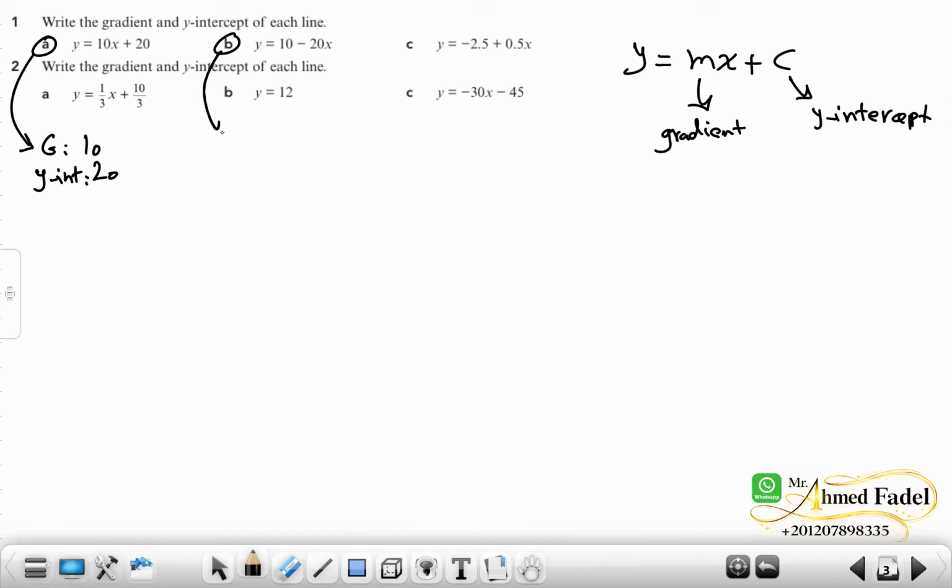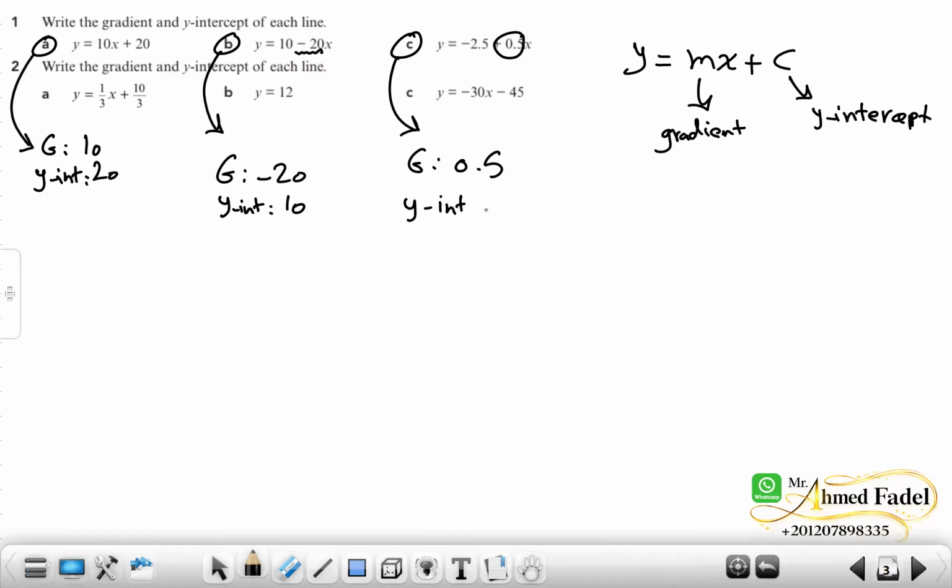While in question B, the gradient is negative 20. It is the coefficient of x, always the coefficient of x. So negative 20, and the y-intercept is 10. In question C over here, you're going to find that the gradient is the coefficient of x, which is positive half. So it's just 0.5. And the y-intercept is negative 2.5. Okay. So this is for question one.